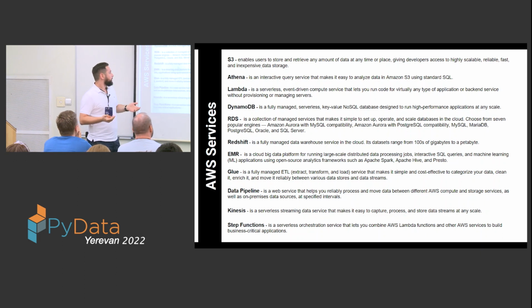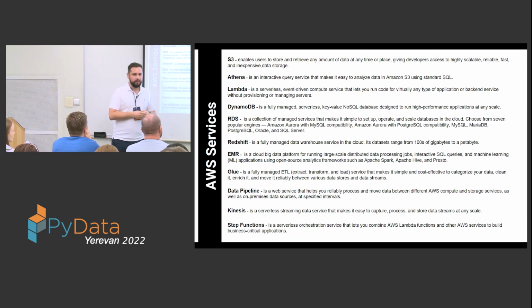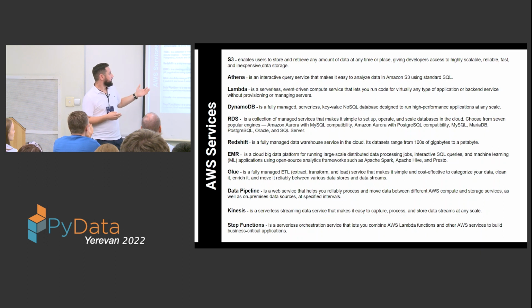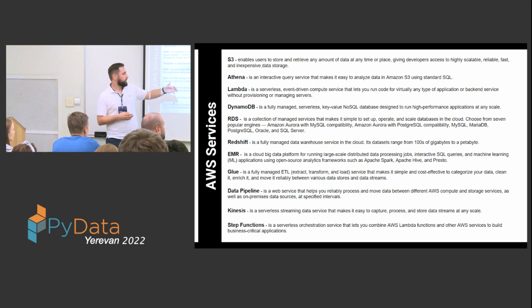Redshift is a fully managed data warehouse, and it's able to store from 100 gigabytes to petabytes of data. If you want to run an analytical database, just consider Redshift. Elastic MapReduce, EMR, provides a big data platform. You can run, for example, your Apache Spark cluster or Hive.